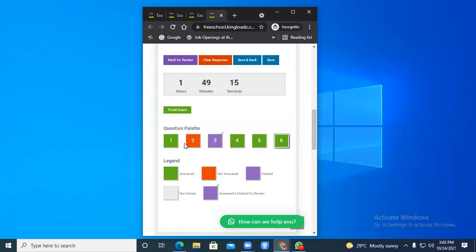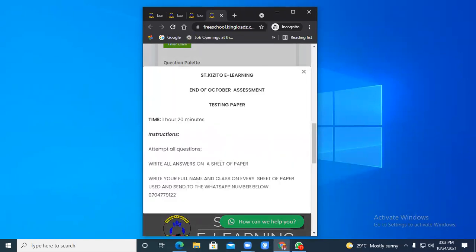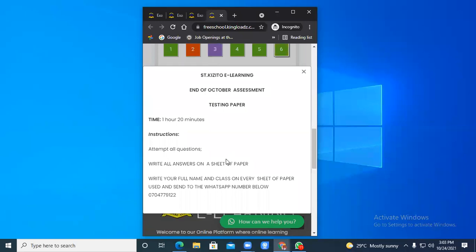That's why it's very important to read the instructions and understand them. If they tell you to do all the questions and submit the answers on WhatsApp, then you have to submit the answers on WhatsApp. Is it okay?